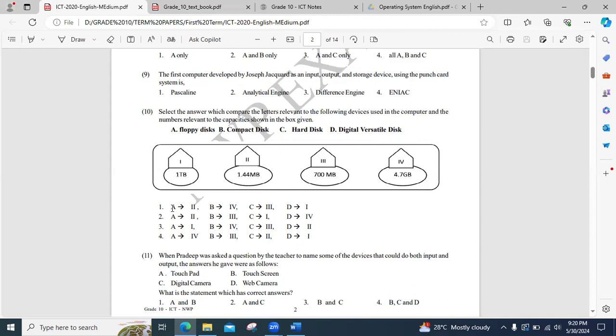So A should be 2. Then we will move on to B. B is compact disk. You know compact disk is 700 MB. So then definitely the answer is 2, but again we'll check it. C part, hard disk, is 1 TB. Yes. The D part, a DVD, is 4.7 GB. So the answer for the 10th question should be 2.